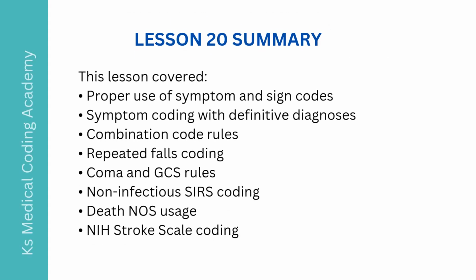Lesson 20 Summary. In this lesson, we reviewed the correct use of symptom and sign codes, combination code rules, repeated falls coding, coma and Glasgow Coma Scale guidelines, non-infectious SIRS, death NOS, and NIH Stroke Scale coding.